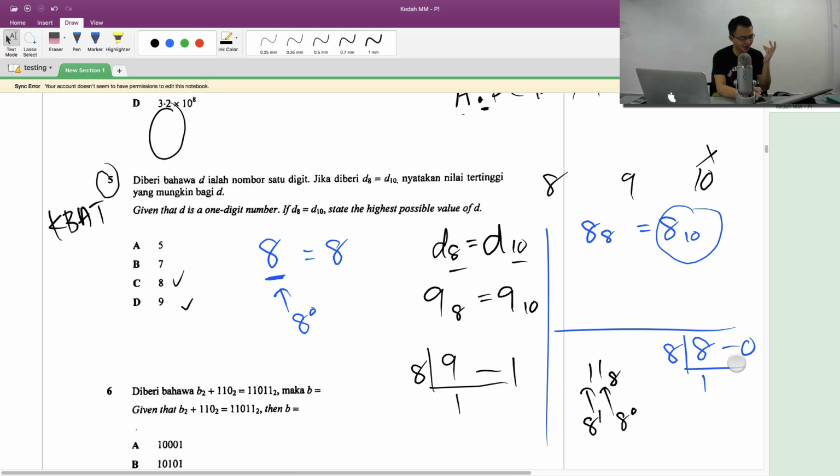What is, state the highest possible values of D? If higher possible value of D, actually I will pick 9. Okay, this one actually make me confused. So let's see. Okay, I will try to use the calculator to solve this base number. Because as what I understand about base, they shouldn't be the same. So let me use calculator to solve this one.